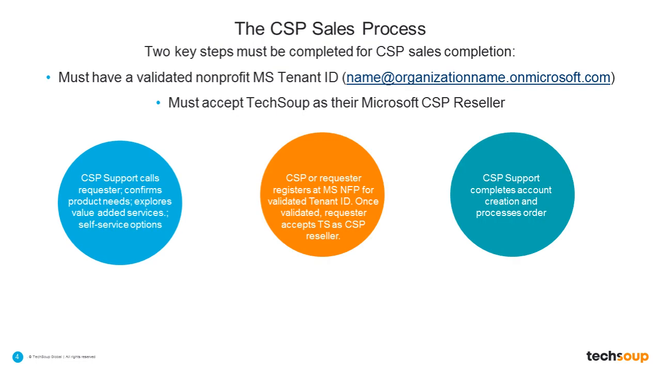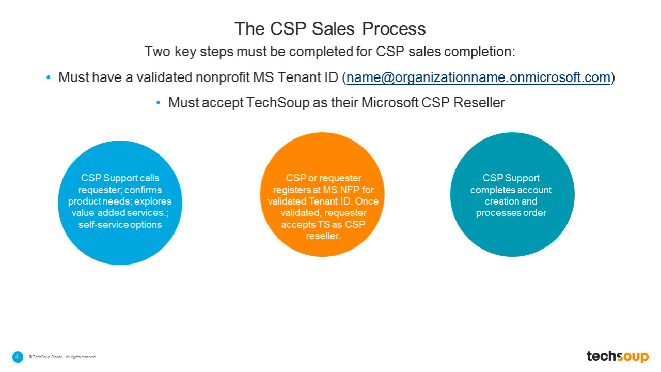Currently, the CSP sales process includes a two-key step process. The first one is that organizations need to have a valid Microsoft tenant ID, and it's always in the format of name@organizationname.onmicrosoft.com. For example, for me it would be Neetu@TechSoup.onmicrosoft.com. But this is the tenant ID per your specification. You would be making this during the submission of your application to Microsoft. And the second step is that you should be accepting TechSoup as your Microsoft CSP reseller.